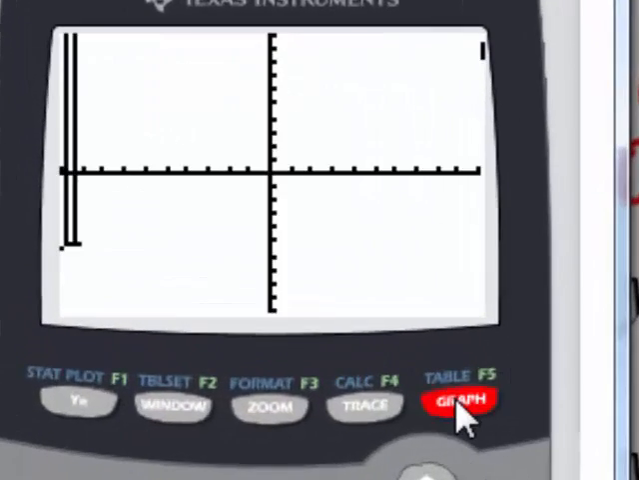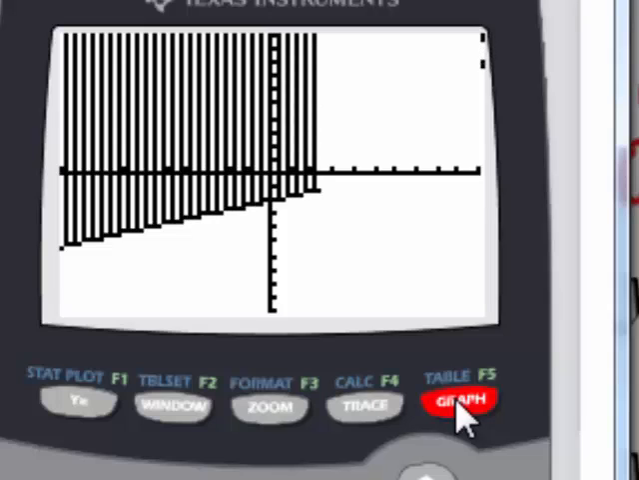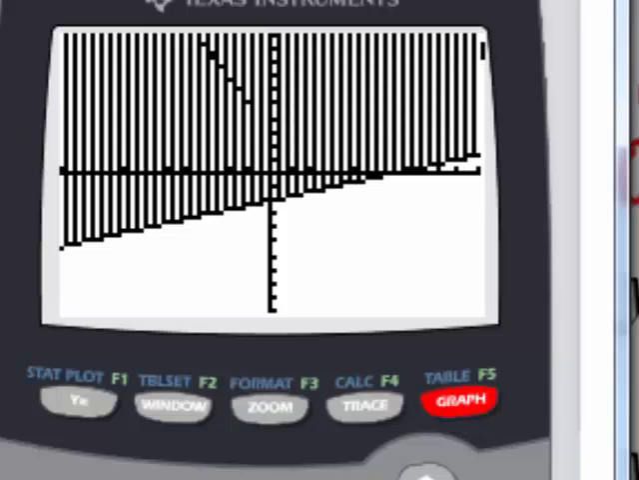So let's just graph that just so we can look. Oh, there we go. It's shaded above that line, right? That's that red that we just did.